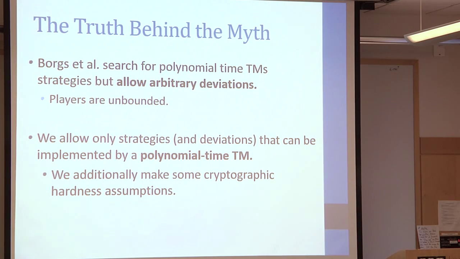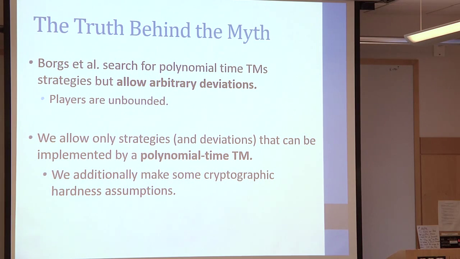So here's the catch. What Borgs et al. do is state the problem as finding polynomial time strategies that are Nash equilibrium, but the deviations they allow are arbitrary. So a player that wants to deviate can use any strategy he wants, including an unbounded Turing machine. He can do whatever he wants. And I want to say this is not okay. We should model also the deviation as only being strategies that can be implemented by a polynomial time Turing machine. So I'm going to make all the players and whatever they can do be polynomial time Turing machine implementable.